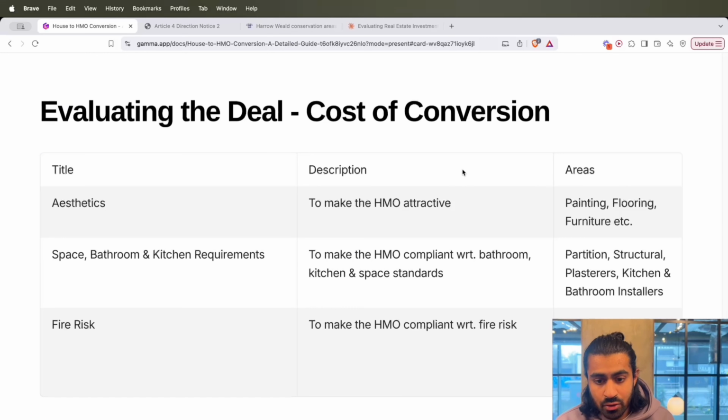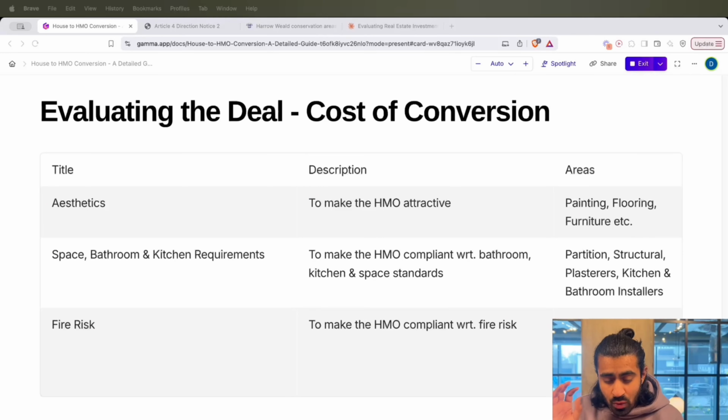So first, going through the cost of conversion, and by the way, I'll share the exact figures of how much it cost me to turn the 3-bedroom property into a HMO. But in terms of the process I go through, there are really 3 areas I like to think about when considering the costs. These are the aesthetics, so things like painting, flooring, furniture. This is really from an aesthetics perspective: how do I make my HMO more attractive than my competitors' HMOs, so I get better rents. The next will be space, bathroom and kitchen requirements.